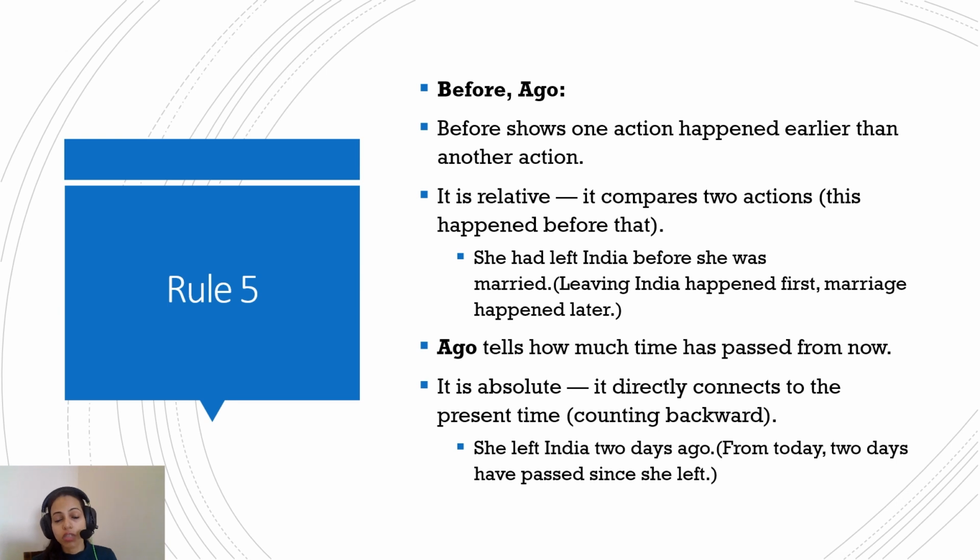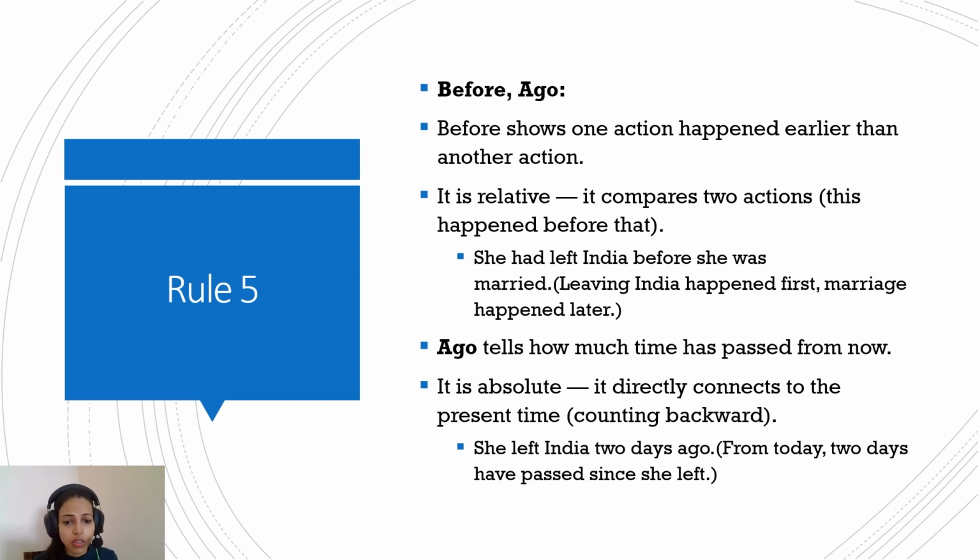Now, before and ago. Again, they are also very similar in meaning, but there is a very slight difference in the usage. Before shows one action happened earlier than the other action. So it is relative. It compares two actions. This happened before that. She had left India before she was married. So the leaving of India happened first and marriage happened later. So it is comparing two actions, and telling this happened before that. So this is the usage of before.